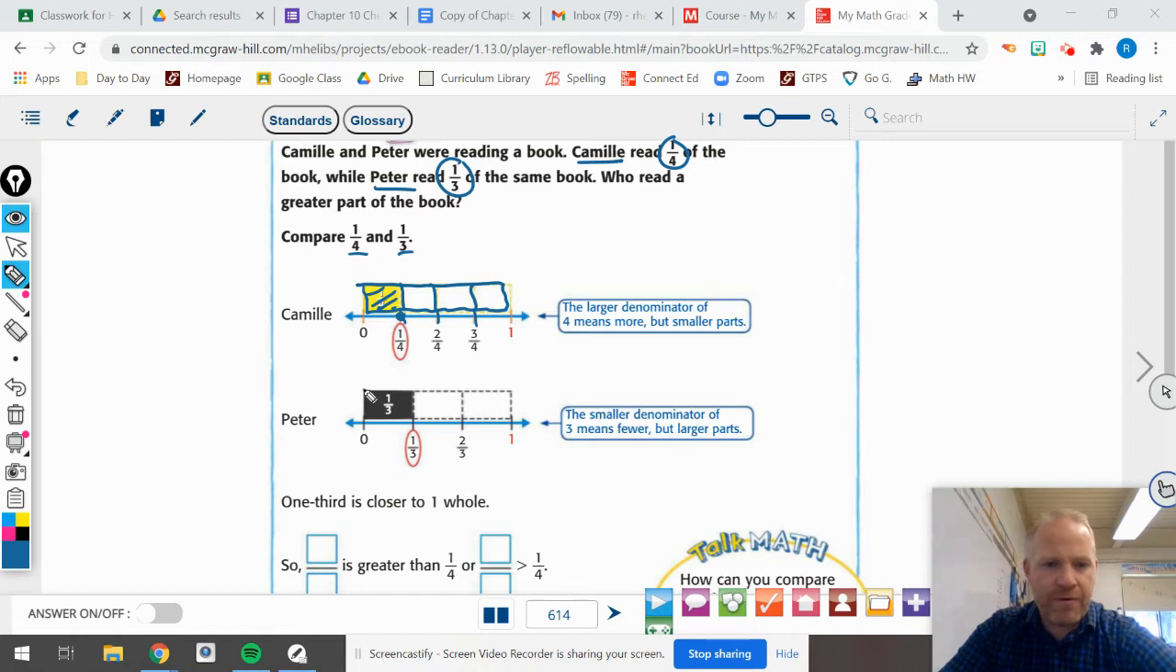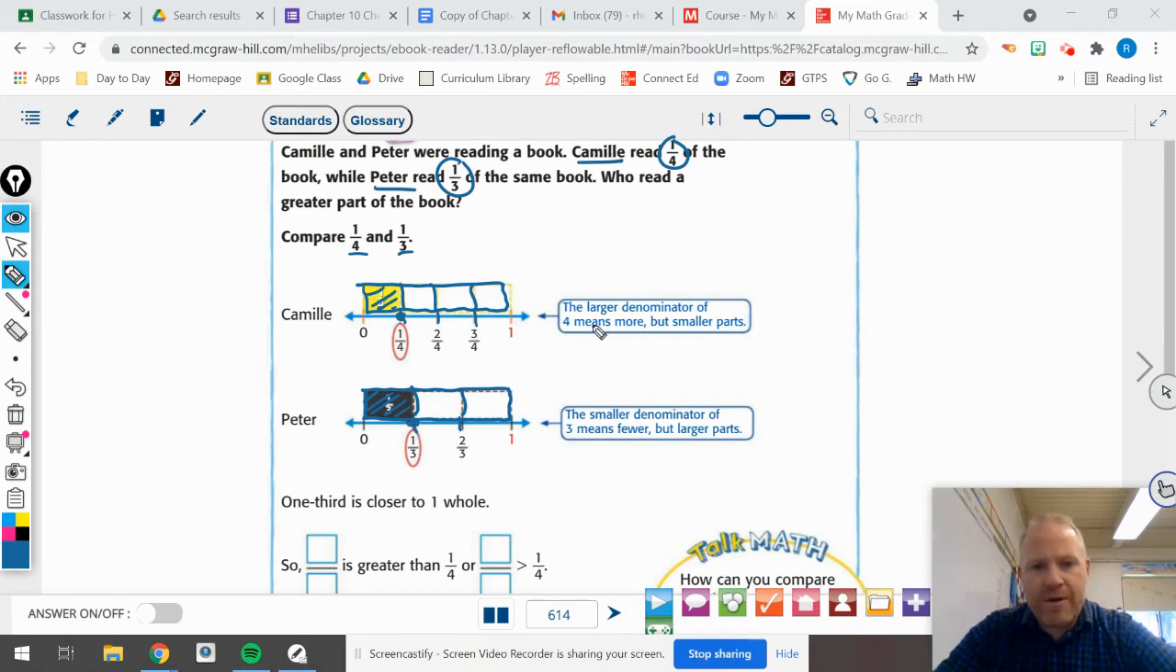Here for Peter, we draw the same size bar as we did for the fourths, but we're only cutting it twice. And then we're going to shade in one of those thirds. If you're doing a number line, you cut the number line twice, just like you do the bar, and you have 1/3, 2/3, and 1 would be 3/3. So now we're bubbling at 1/3.